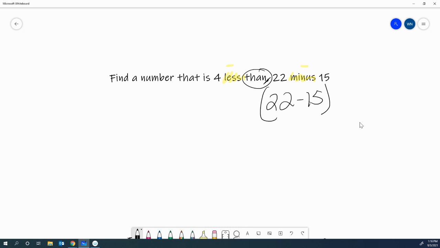4 less than. I've got a number here, and I want 4 less than that number. 4 less than 22 minus 15. These are some of those problems that if you rush through them, you're not going to do super well. So make sure you're really taking your time. Even though we don't have to solve it, these can be a little bit tricky. So slow down, take your time.